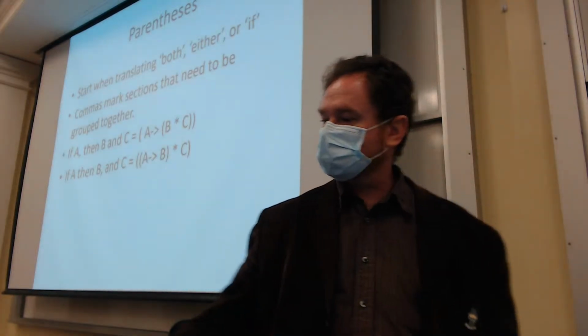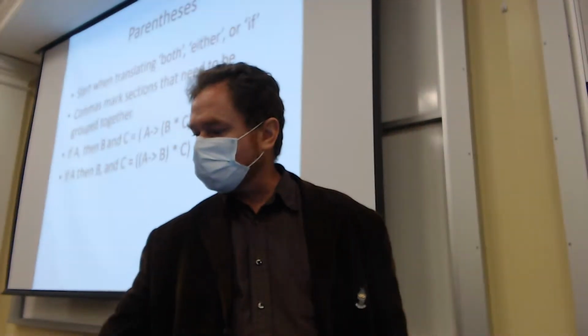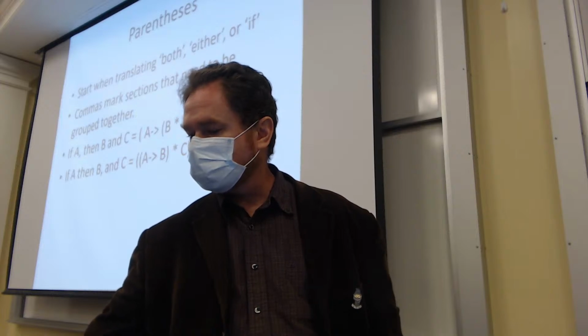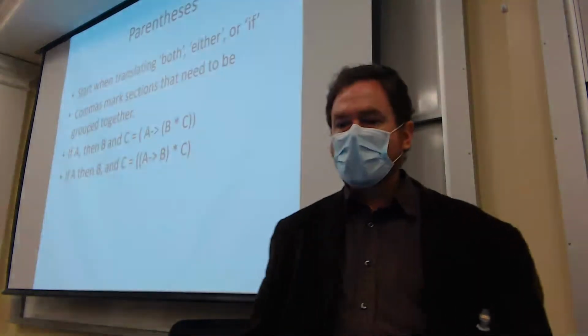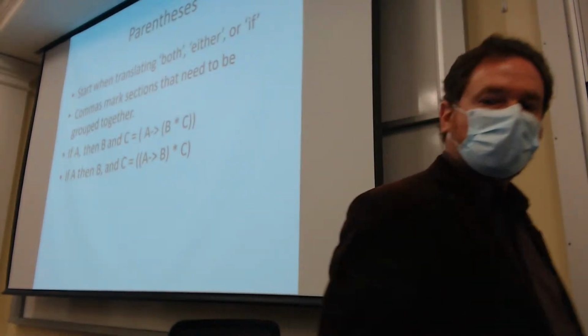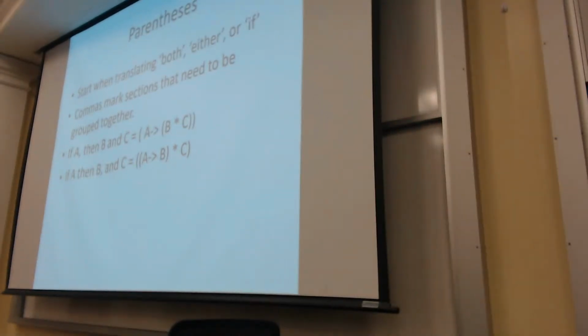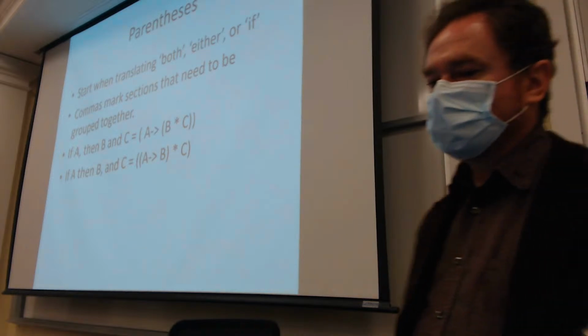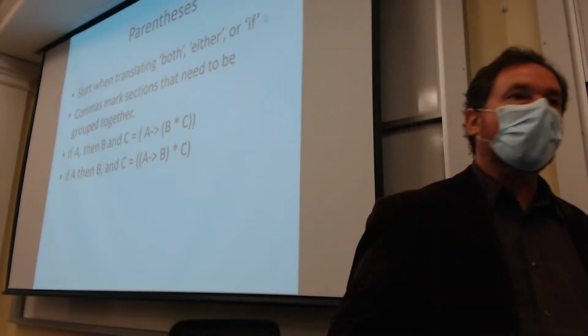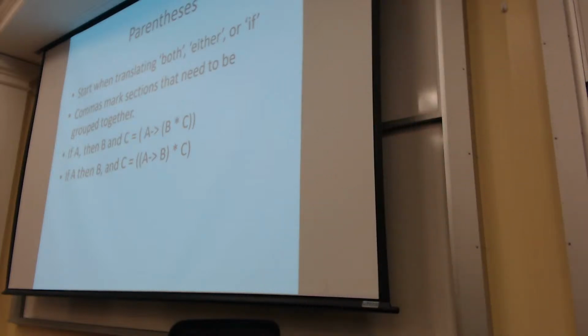So this brings us to the rather natural question. If that is the case, how do we know where to set the parentheses? Well, here are two important principles. These are not the only important principles, but these are two important principles. Anytime you see the words both, either, or if, you open a parenthesis, even if that requires opening multiple parentheses in a row.